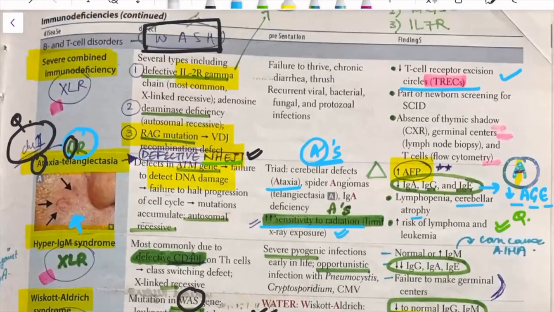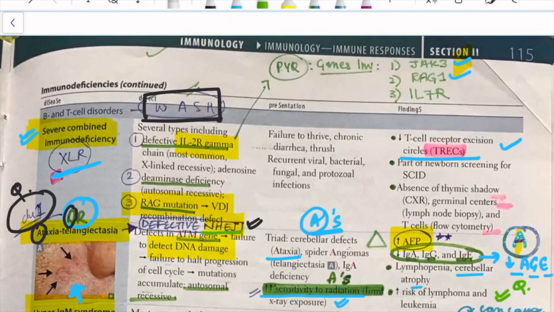Then you have S. S stands for SCID. Now whenever SCID comes to my mind, I need to know that the most common form is X-linked recessive, which is due to defective IL-2 receptor gamma chain. It can also occur due to ADA mutation, that is adenosine deaminase mutation, or RAG mutation. Now this is a previous year question which I've added, that the genes involved in SCID are JAK3, RAG1, IL7R. So some are mentioned, some are not. That's how you annotate your First Aid and concise stuff. You add the previous year questions here itself.